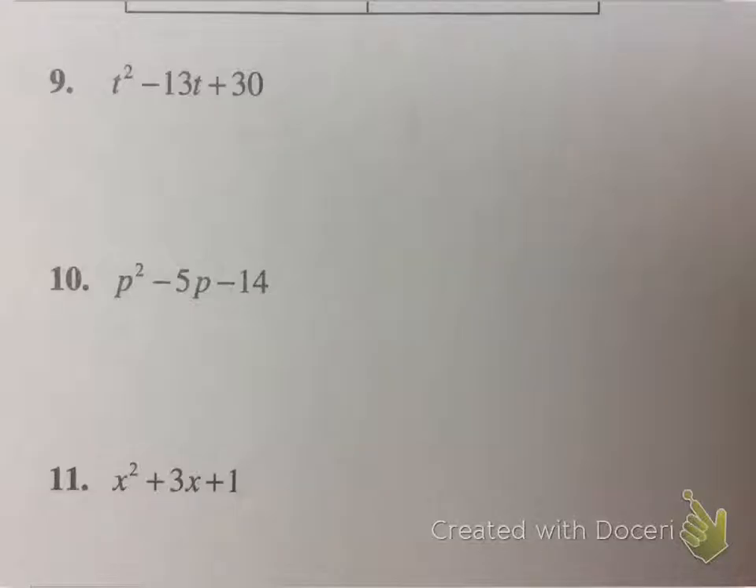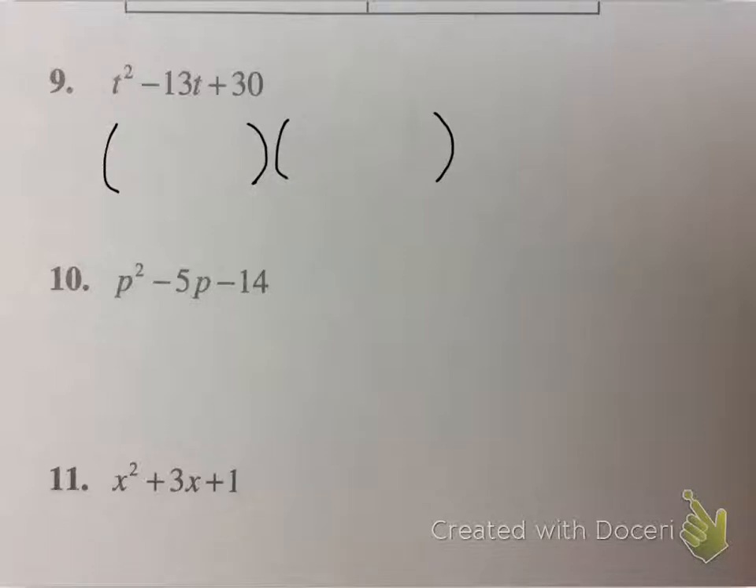So now let's look at these problems and see if we can do this. You don't necessarily have to make a list. Sometimes you can simply look at the problem and make the decision. On this one, we know that it's going to break down into two binomials. So I always start off by just putting in my parentheses. Now I need factors of 30 that add to negative 13.